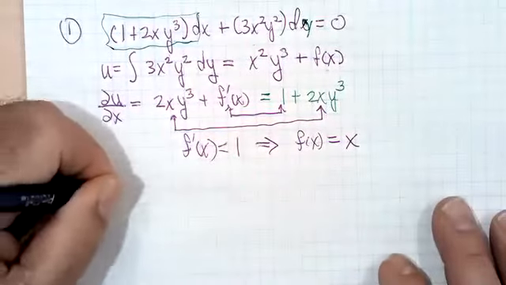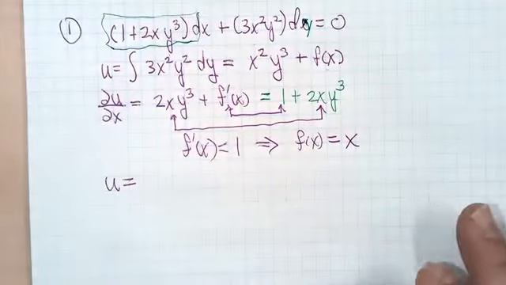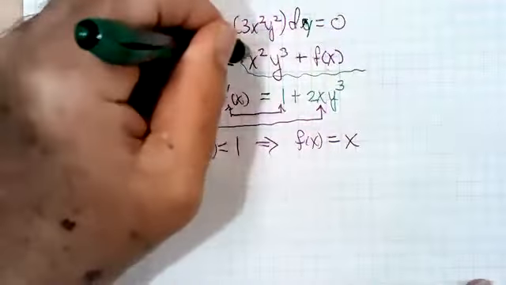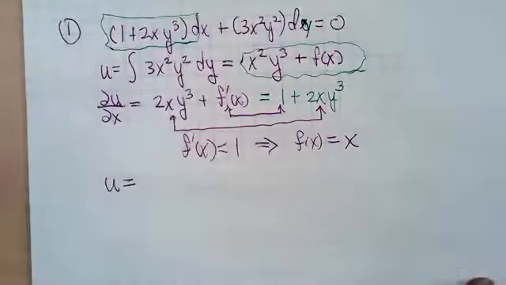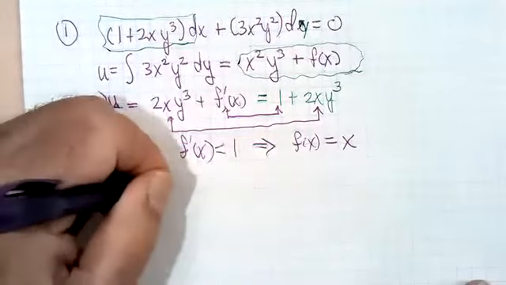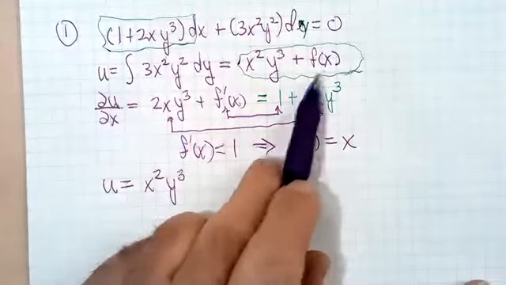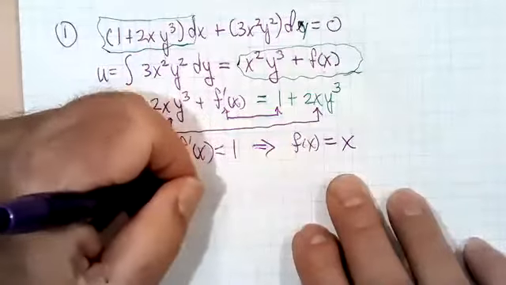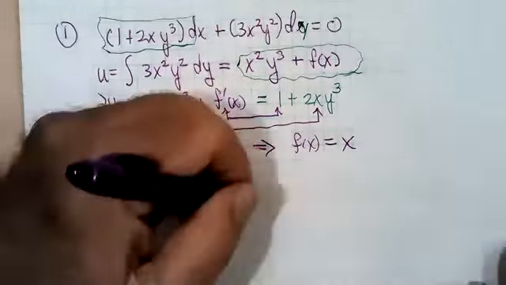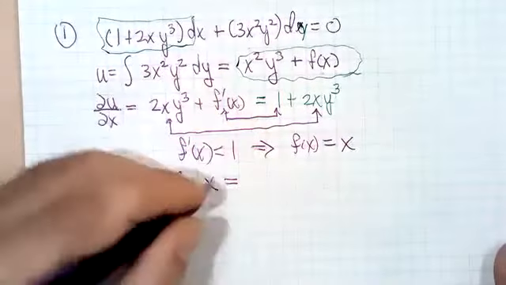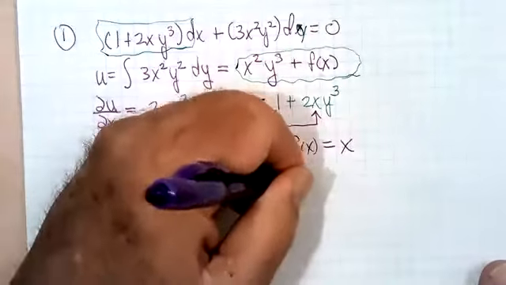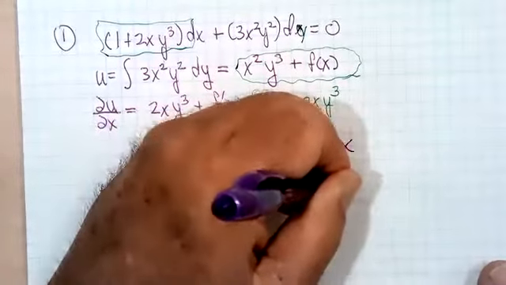So that tells us u is equal to, what I'm doing is looking back at this form right here. U is equal to x squared y cubed plus f at x. But now I know that f is x plus perhaps a constant. And then I'm going to set the whole thing equal to a constant and say that's the solution to the ODE.